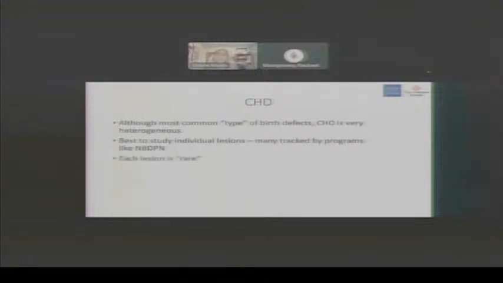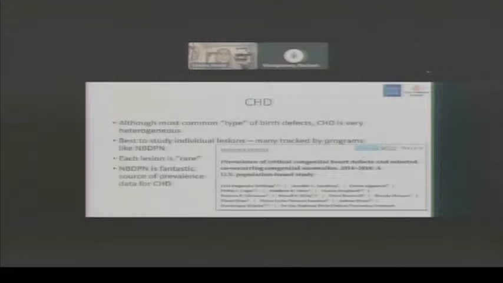Each lesion on its own is rare. For example, hypoplastic left heart syndrome is about 1 in 5,000 live births, even though congenital heart disease as a group is common. So for prevalence data, groups like the NBDPN are excellent if you just want to say what percent of live births have this defect. This is an article looking at prevalence of critical congenital heart disease that was recently published from the Birth Defects Prevention Network. It's beautifully written and has really accurate data on prevalence.